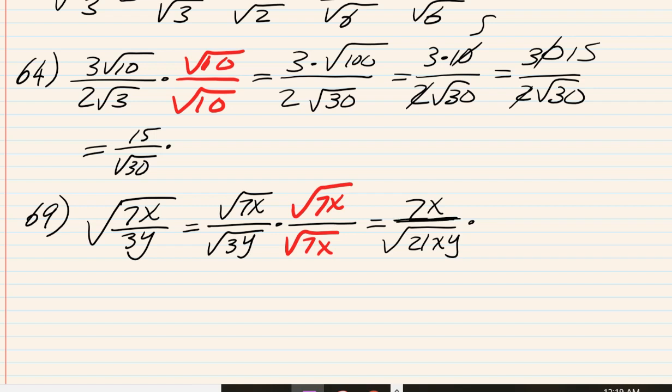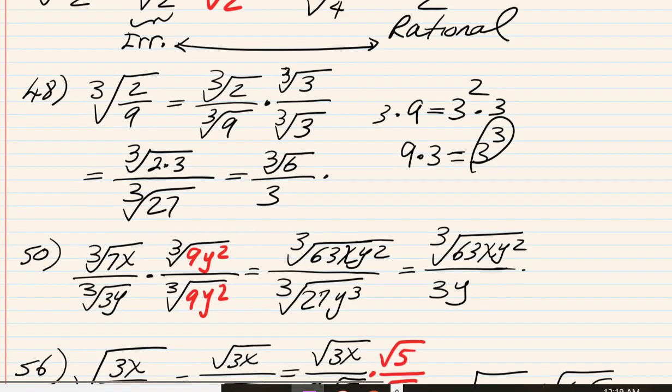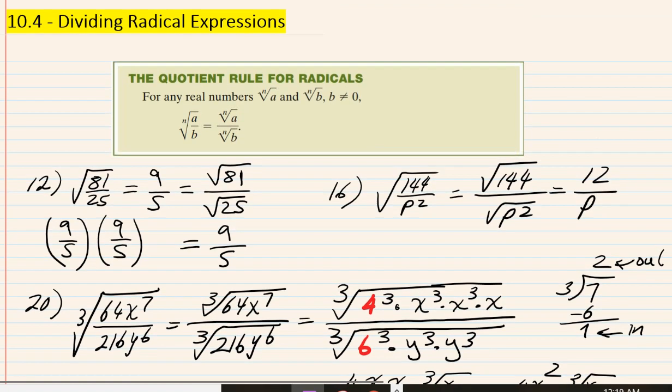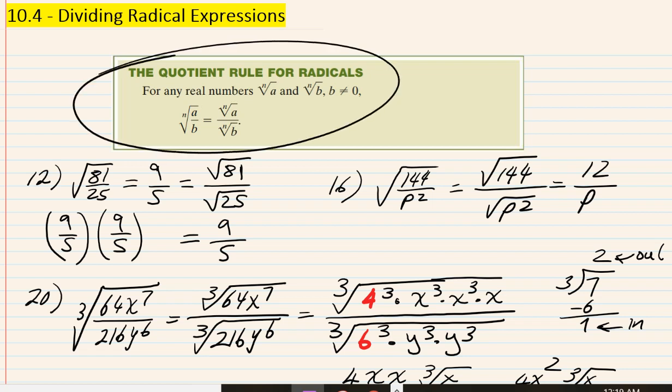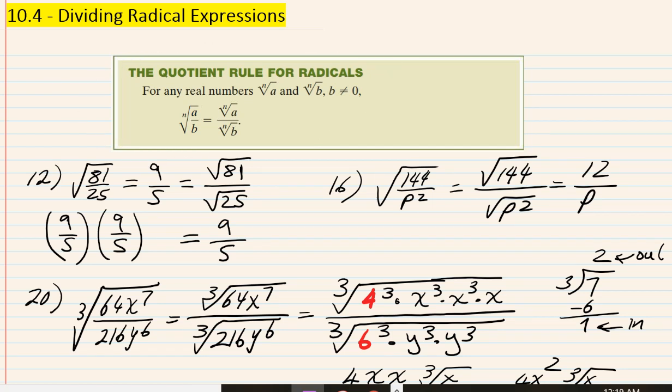Okay, so in section 10.4, we're done with that section. Our objective was to get rid of, not get rid of, that was just part of it. But the objective was actually to learn about the quotient rule, which allows us to simplify fractions under the radical symbol. And with that, we are done with section 10.4.